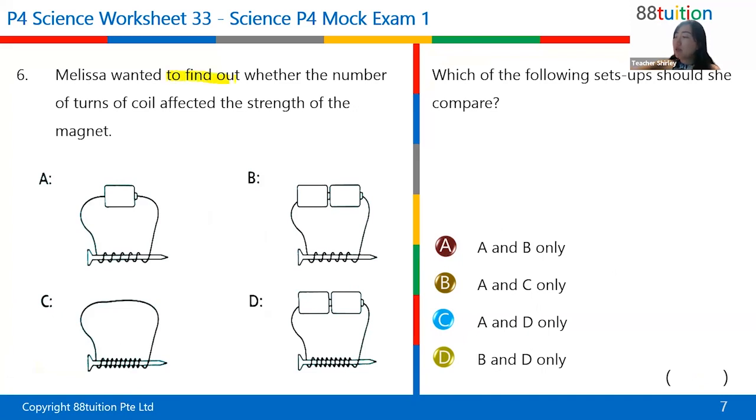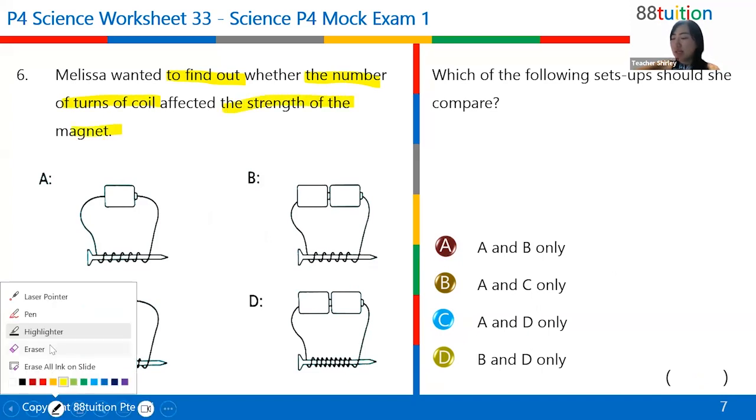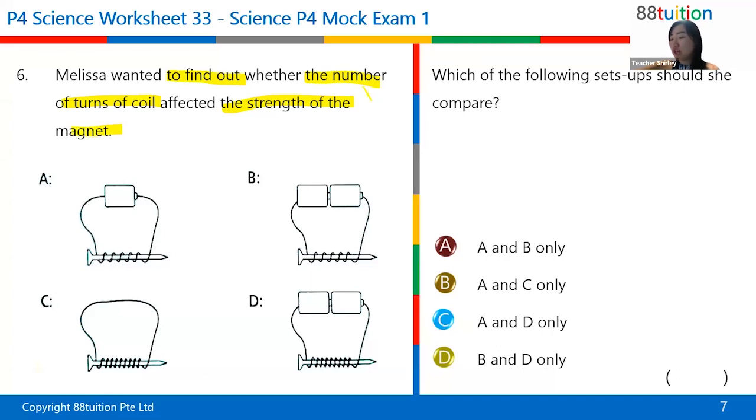The aim of the experiment is to find out whether the number of turns of coils will affect the strength of the magnet. So in any experiment, always identify the change variable. In this case, the change variable is the number of turns of coils. The strength of the magnet is your measured variable. So which of the following setups should she compare?